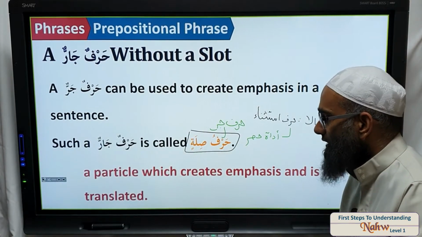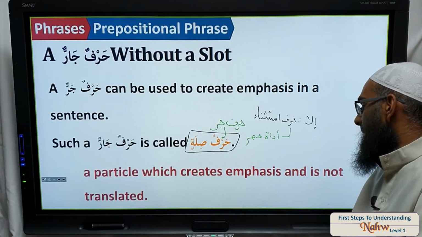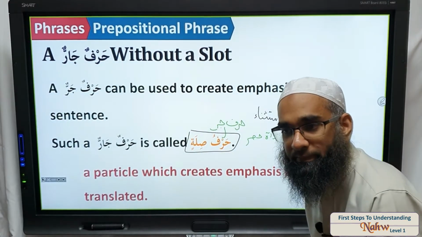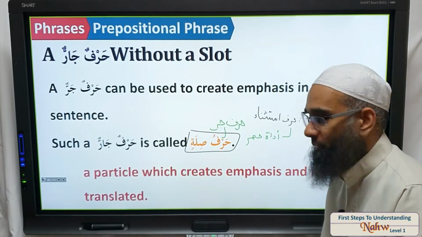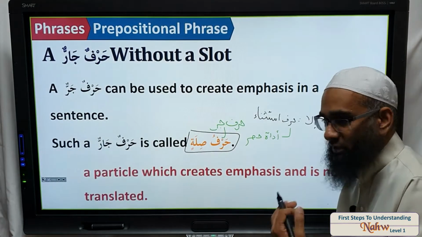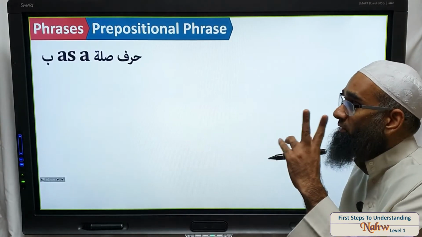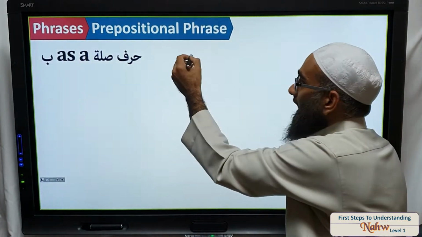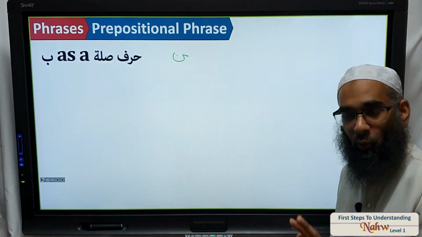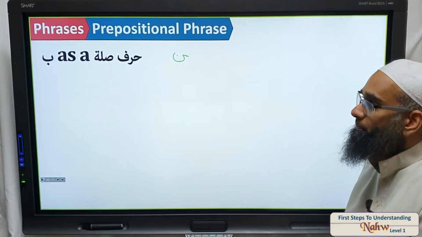So, what is the harfu sila? A particle which creates emphasis and is not translated. Do you understand? That's what the harfu sila is. It is a harfun jar when it's not translated, but it is only used for emphasis. And there are 2 such particles. Ba and min. That's it. Only these 2 can come in such a scenario.